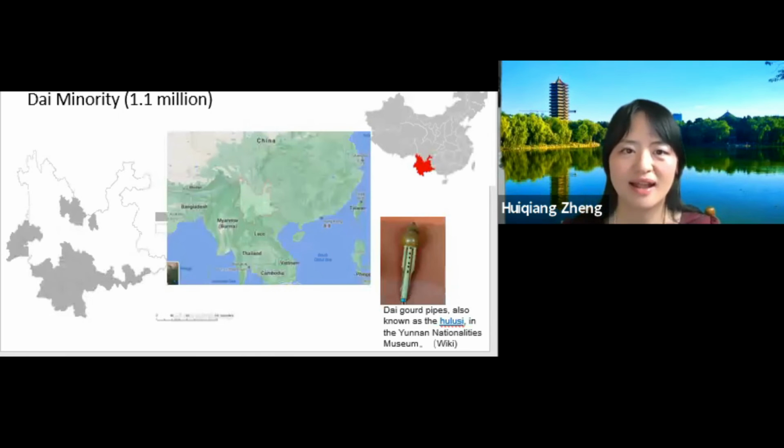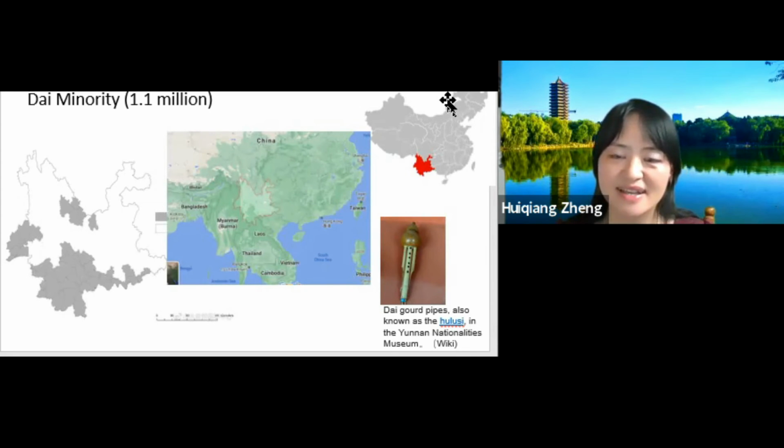And the last minority group I'm going to talk about is the Dai minority. The population of the Dai minority is 1.1 million. It's a comparatively smaller minority group. First, we will look at the map on the right. It shows Yunnan province, where they are located.